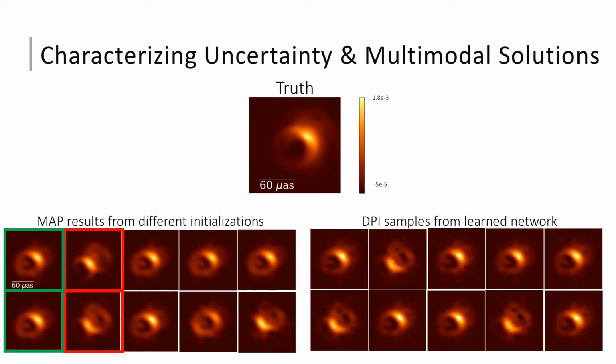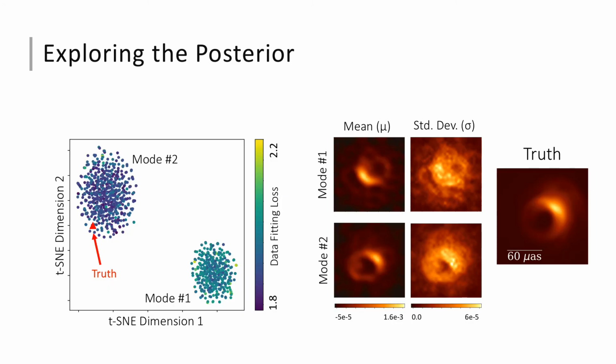We then tested our DPI algorithm on this dataset, and here are the samples from the learned neural network. You can see that our learned neural network was able to capture a posterior distribution that also indicates there are two modes in our data. By embedding our images in a 2D space using a t-SNE plot, we see more clearly that the sampled images are clustered into two modes. The mean and the standard deviation of each mode are shown to the right. From the t-SNE embedding, you can also see our truth image, denoted as a right triangle here, also lies in one of the clusters.